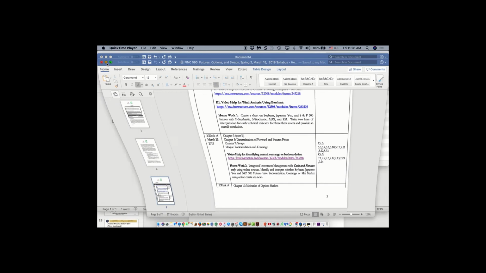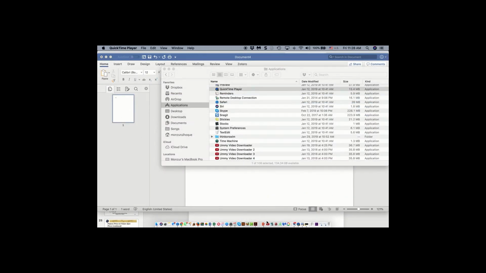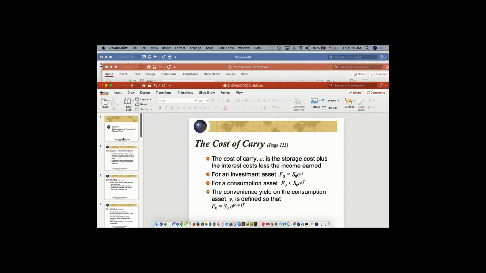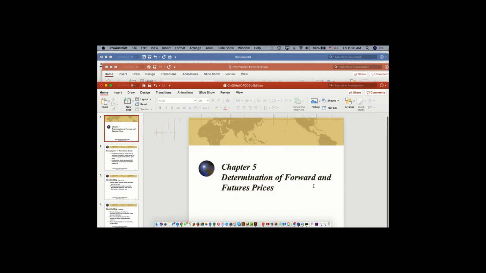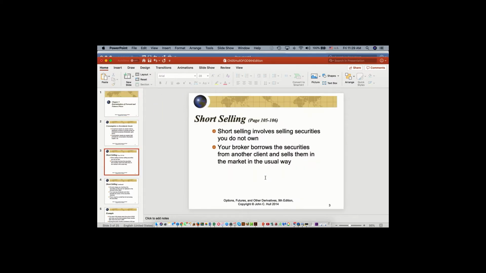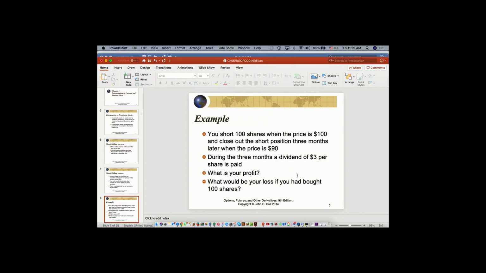Let me now go to this PowerPoint of chapters 5 and 6. If you go to the beginning, what you need to emphasize is how you determine the price of forwards and futures, which are basically the same. And then there are certain examples. Please do this and find out your answer to that.